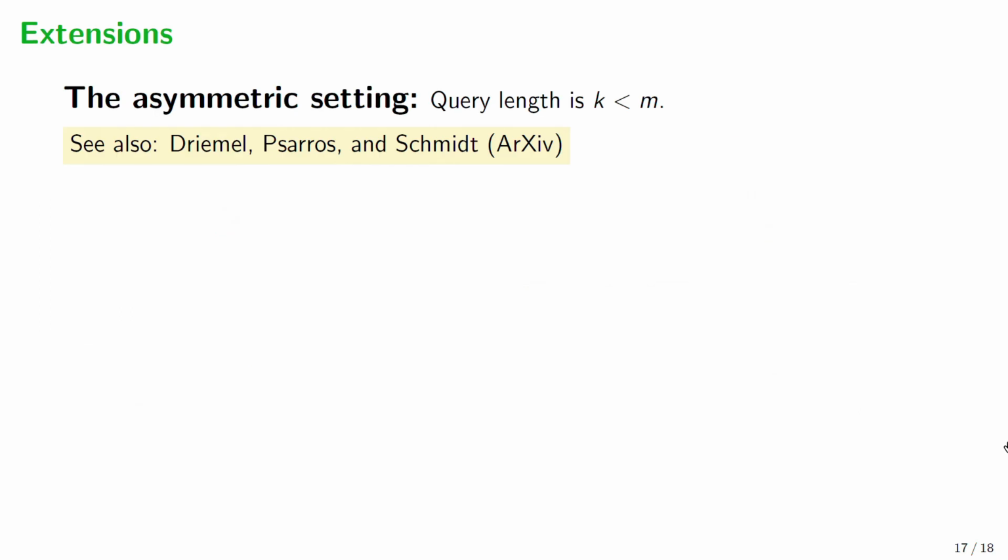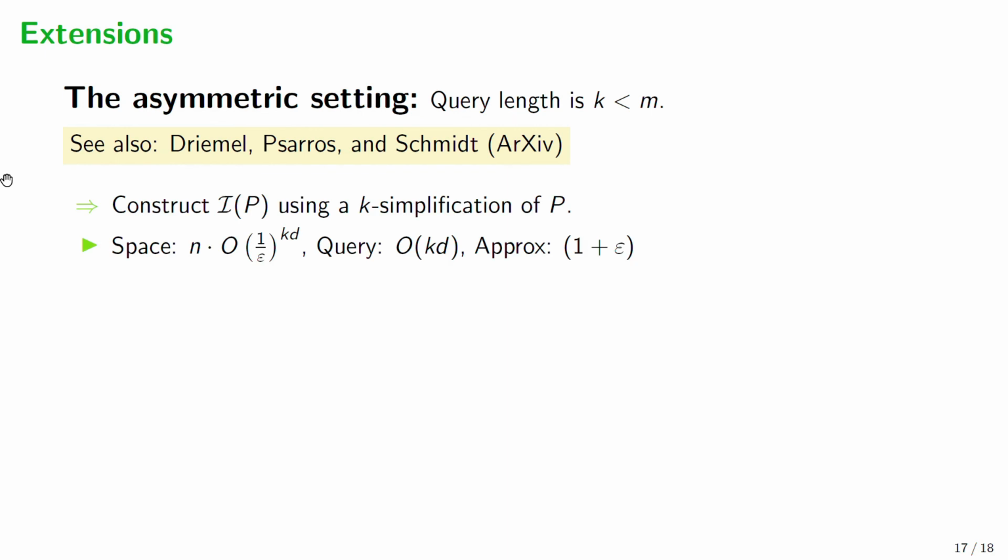We can also extend our solution to the asymmetric case, where the length of the query can be smaller than the length of the input curves. This setting in general was first studied in a paper by Driemel, Psarros, and Schmidt. We adapt our data structure for the asymmetric case by computing simplifications of length k for the input curves, and construct a set of grid curves I with respect to the simplifications. We get similar bounds except that m is replaced by k.